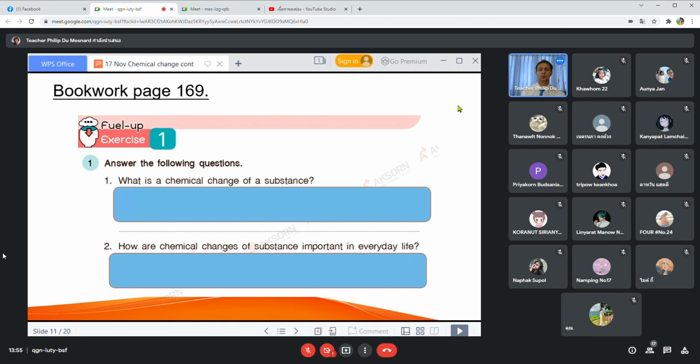Okay. The class, I hope your books are open. Okay, the first question, it says, what is a chemical change? Now, I want you to look at page 168 on the left side. Who can tell me what is chemical change? 168 on the left side. What is chemical change?